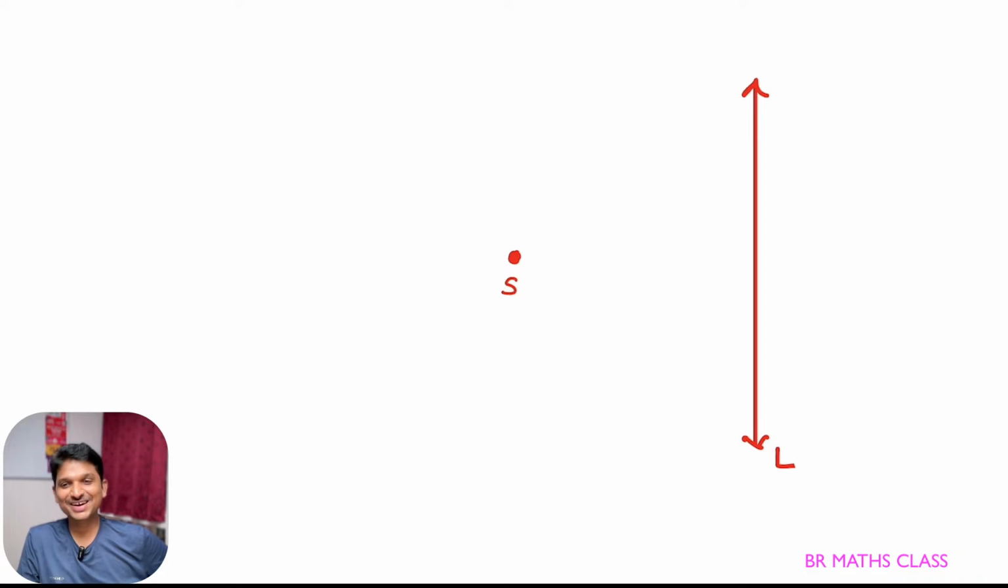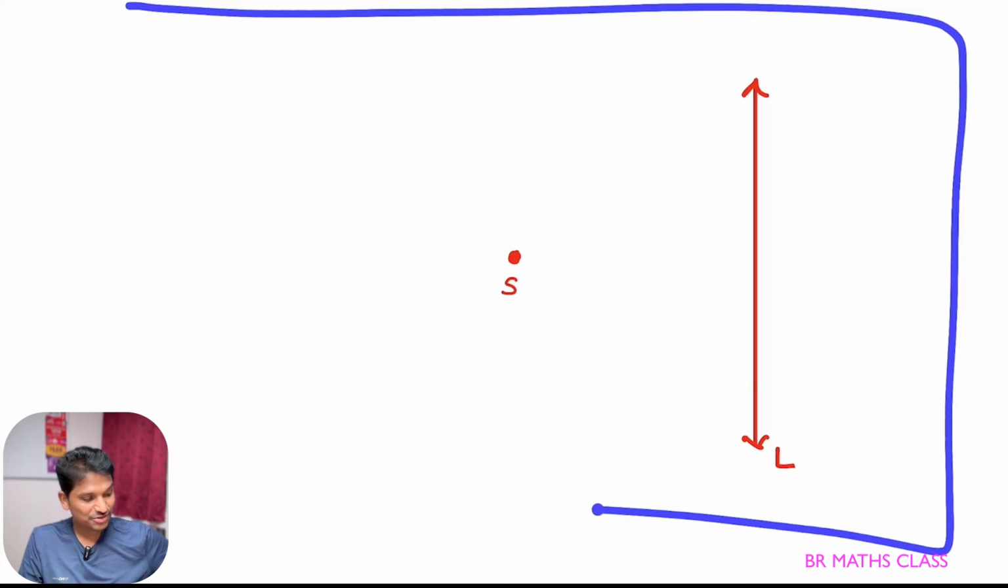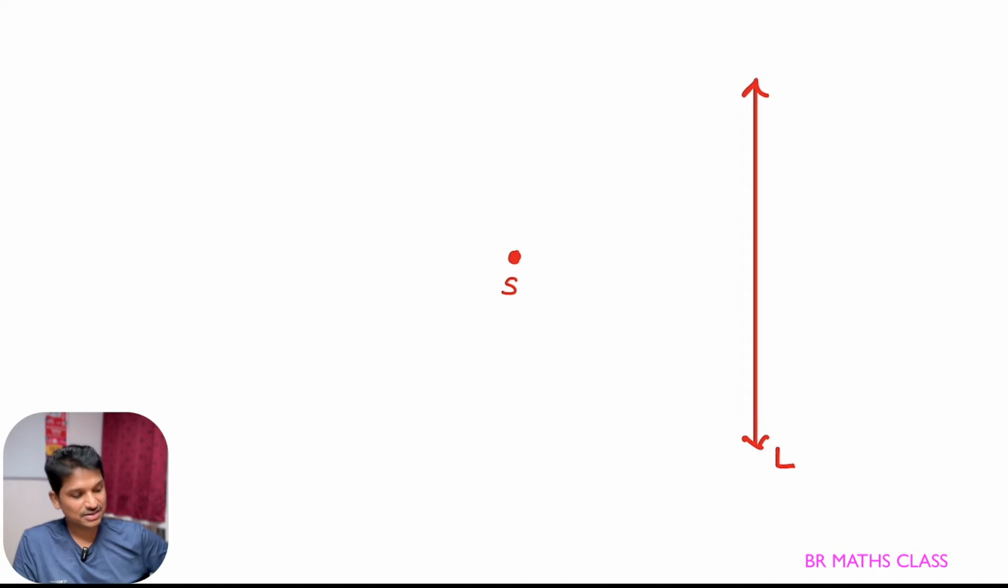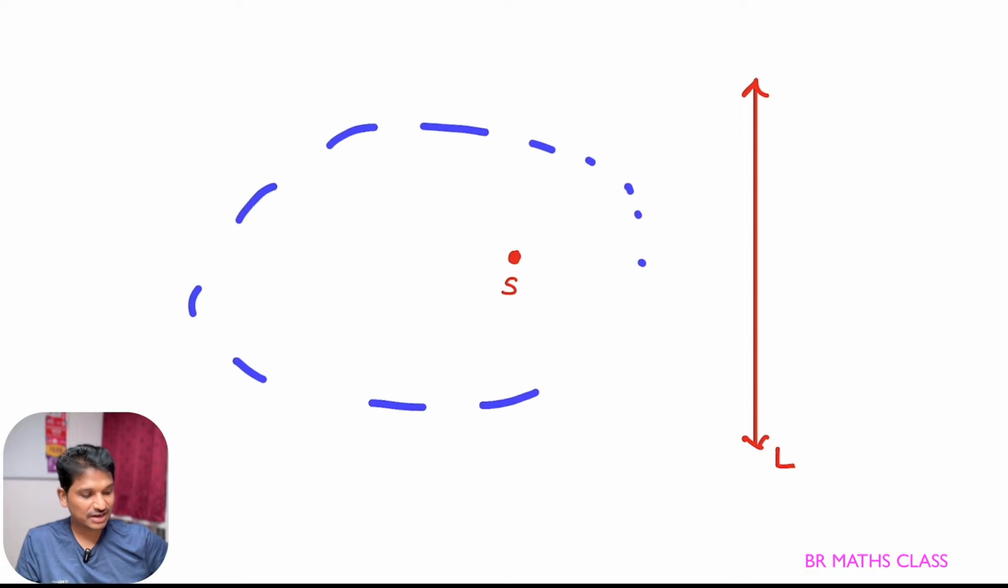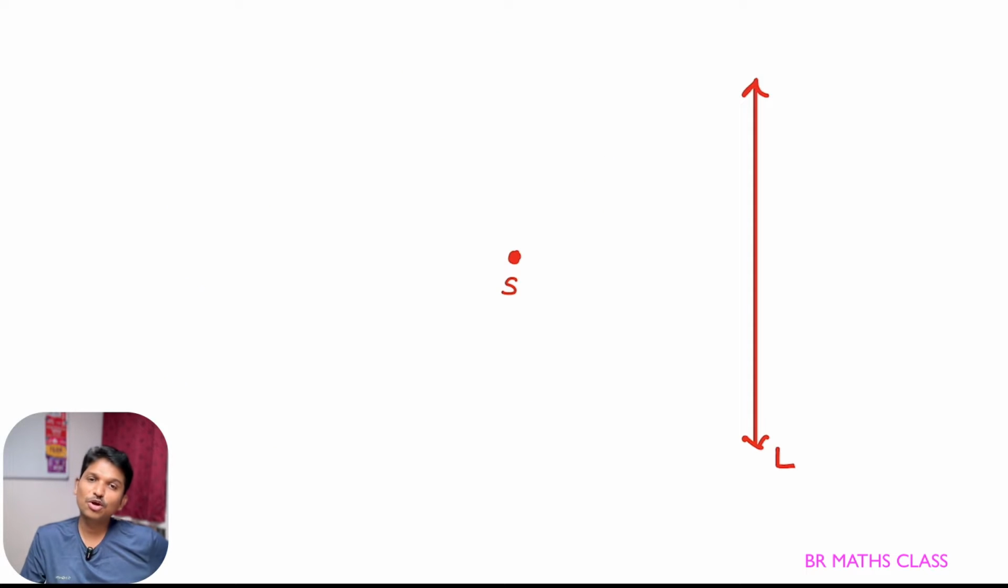I hope you didn't understand anything in this, right? The set of all points in a plane. Suppose this whole thing is a plane. You need to consider some points somewhere, anywhere. You need to consider all points. The set of all points in a plane such that the ratio of its distances from a fixed point and a fixed straight line is a constant.